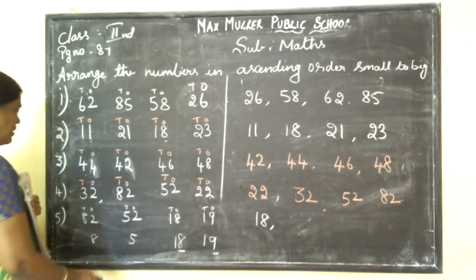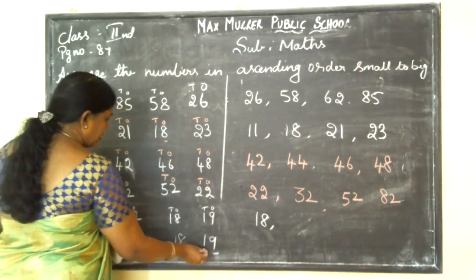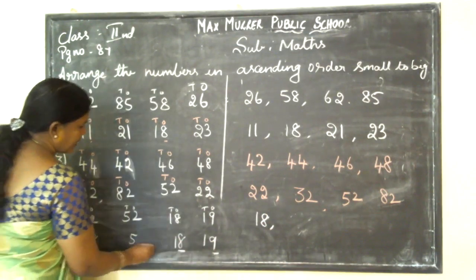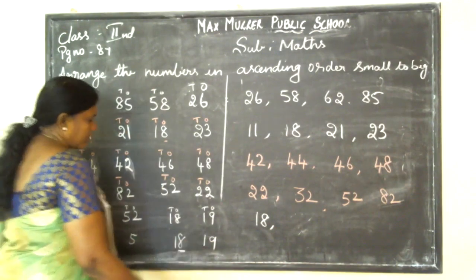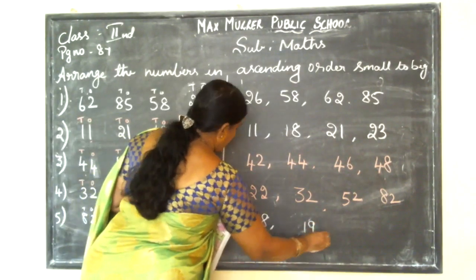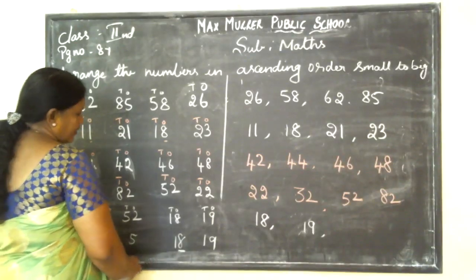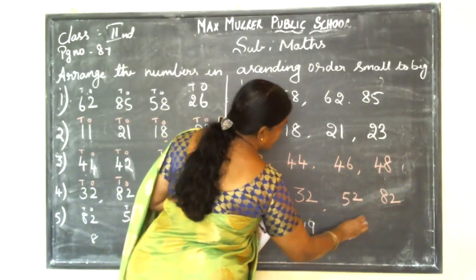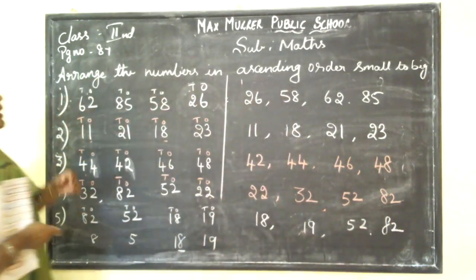Next, 19. See, here 8, 5, 1. Which is the small number here, children? 1 is the small number. So 19 you will write. After that, we will go to the next two numbers, 8 or 5. 5 means 52, 82. Understood, children?